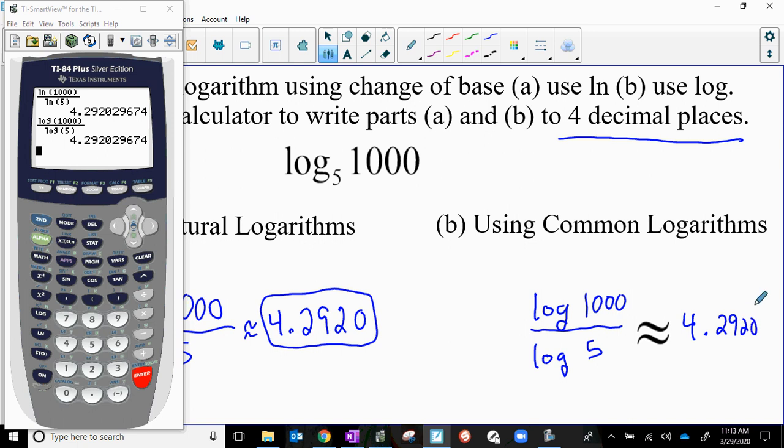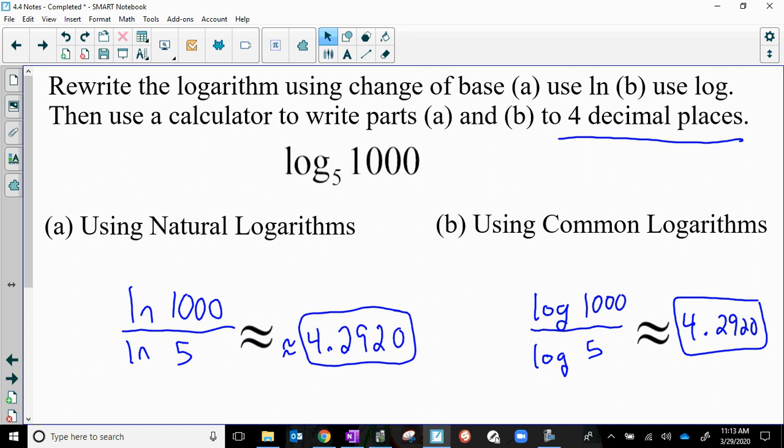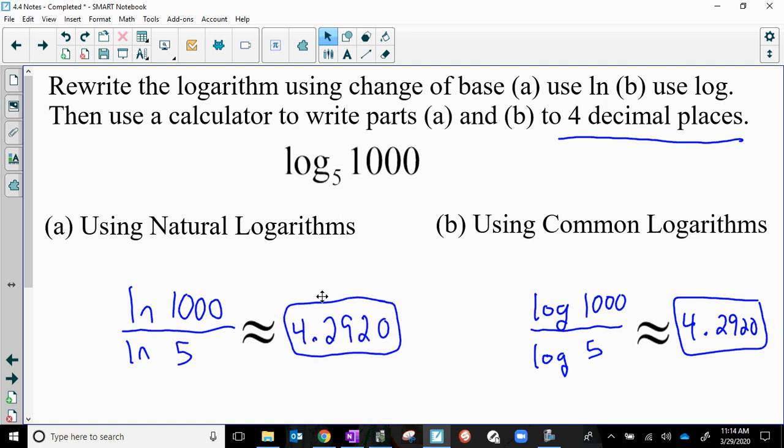4.2920. Okay, so as we can see, it doesn't matter which logarithm you use, you get the same answer.